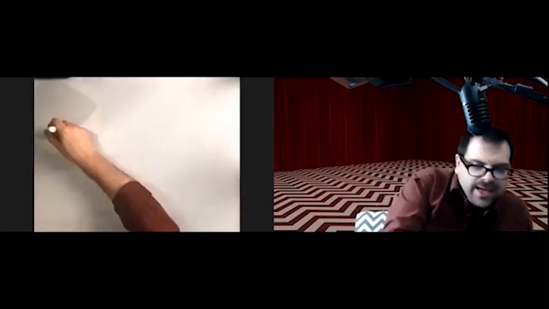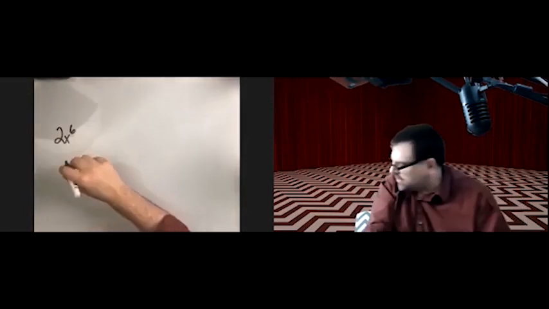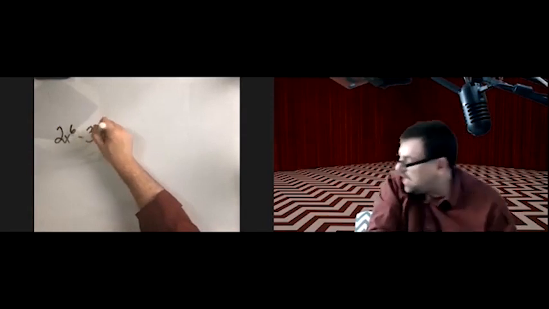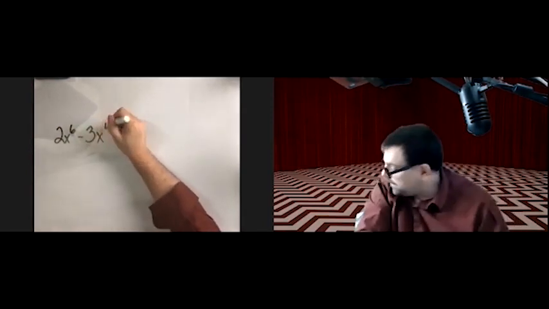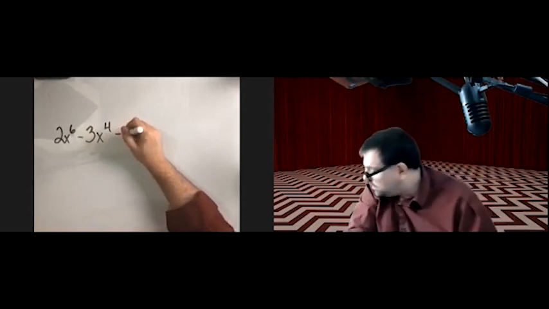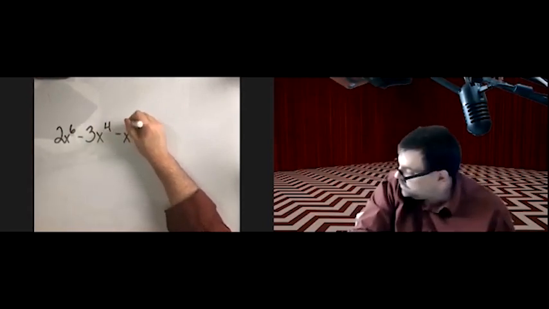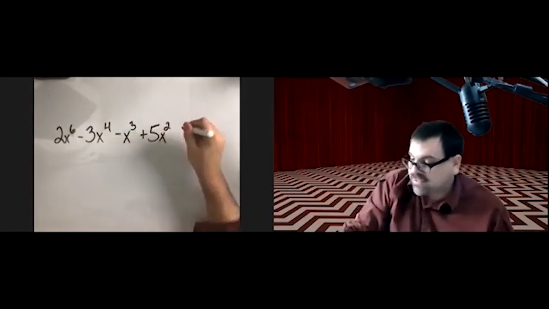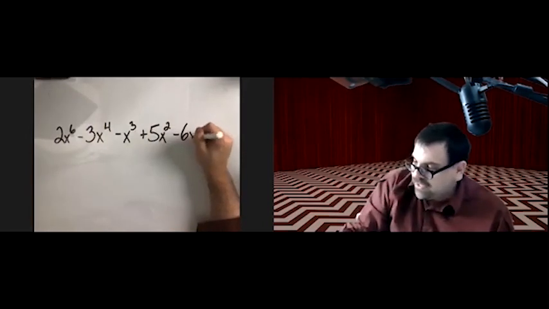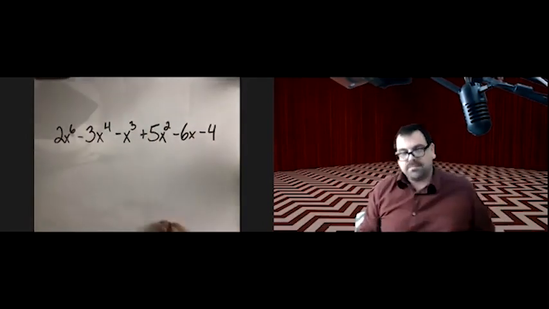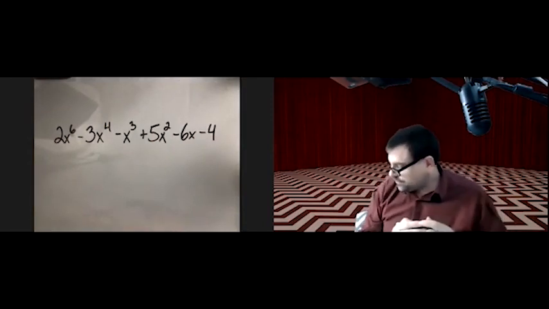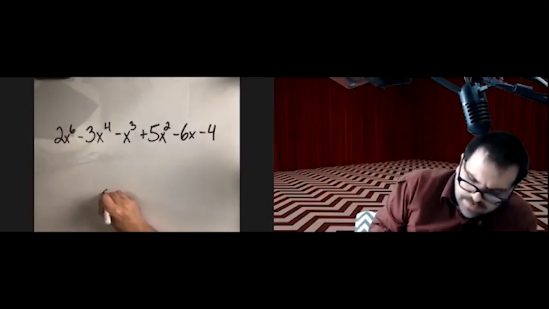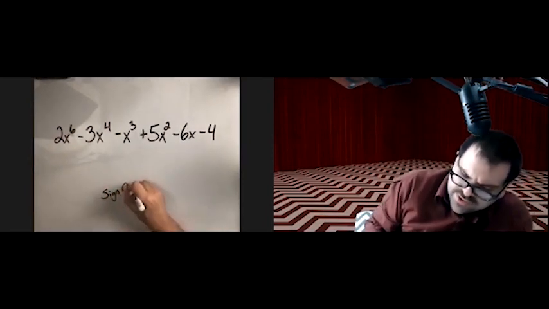But we will look at 2x to the 6th minus 3x to the 4th minus x cubed plus 5x squared minus 6x minus 4. And what we're going to look at here, let's look for sign changes.